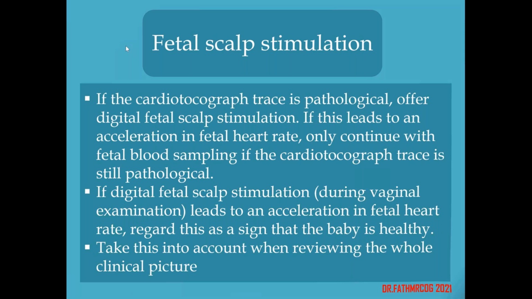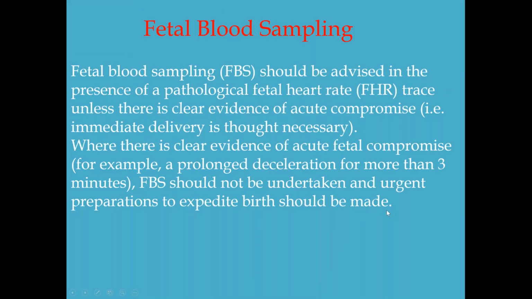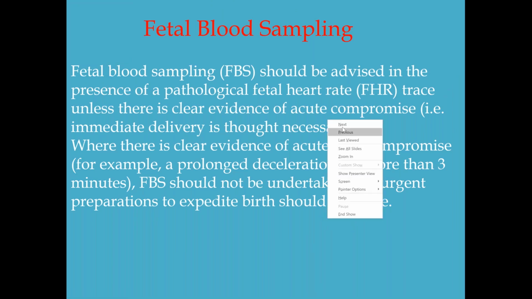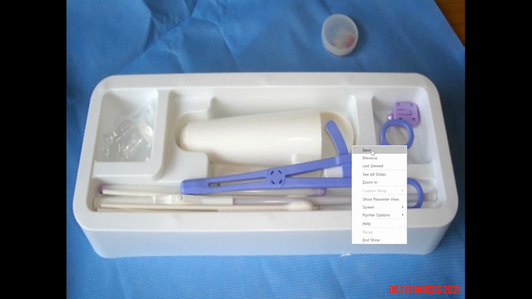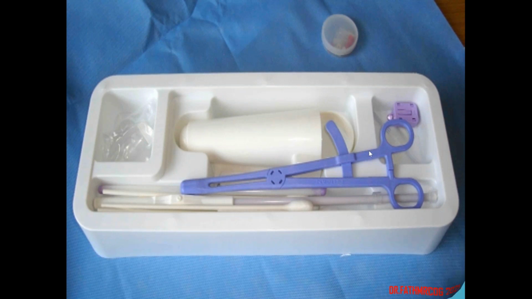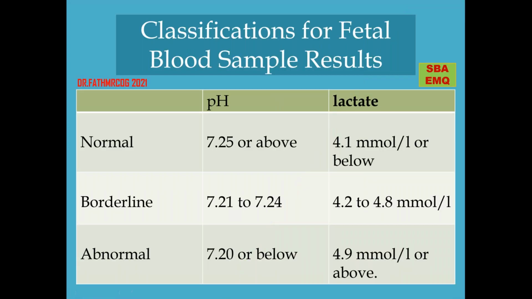So what about the fetal blood sampling? Fetal blood sampling is very important in pathological CTG. This is the equipment for fetal blood sampling. So what about the classification of the fetal blood sampling result? We classify fetal blood sampling as normal, borderline, and abnormal. We look at the pH and lactate.